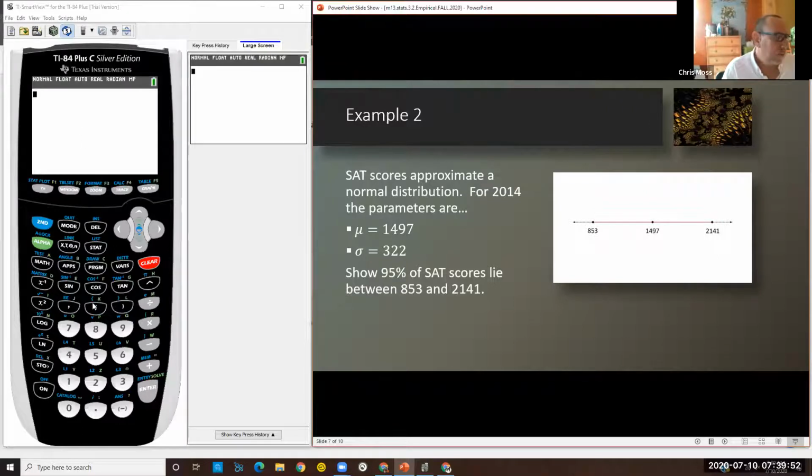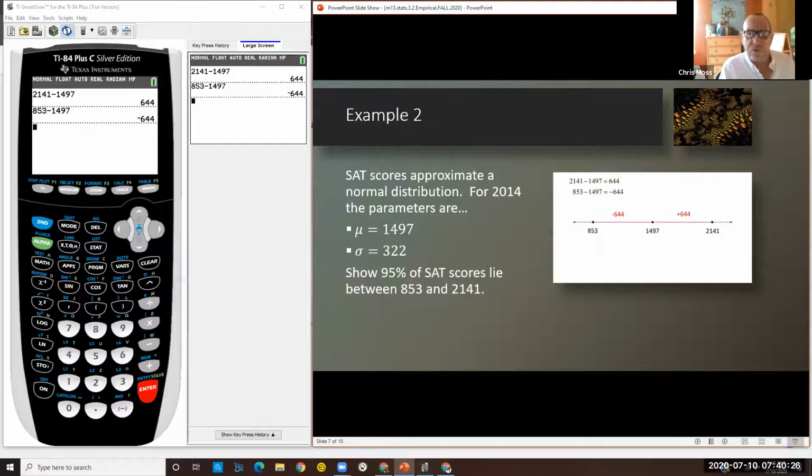On my calculator, that's pretty straightforward. 2141 minus 1497. I'll hit enter, and I get 644. 853 minus 1497 gives me a negative 644. So I'll note that I walk up 644 points to get to the high end. I walk down 644 points to get to the low end.